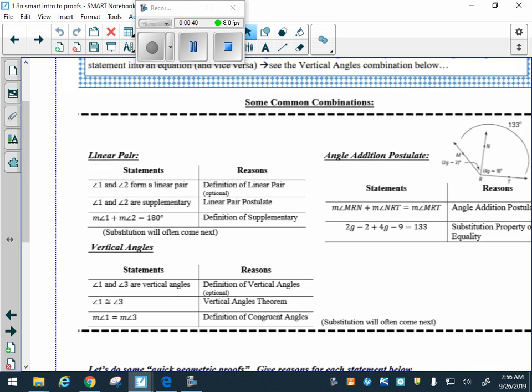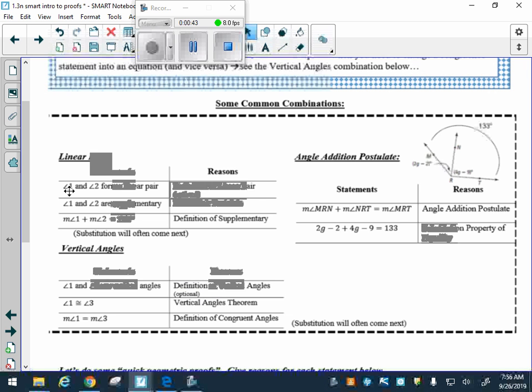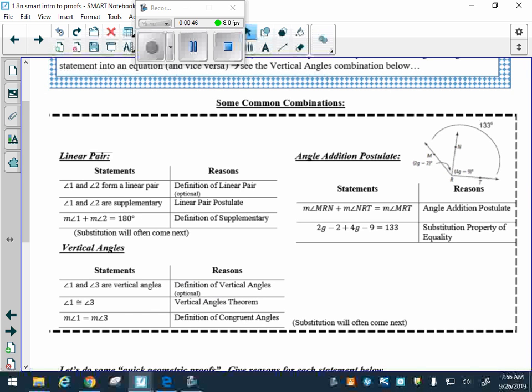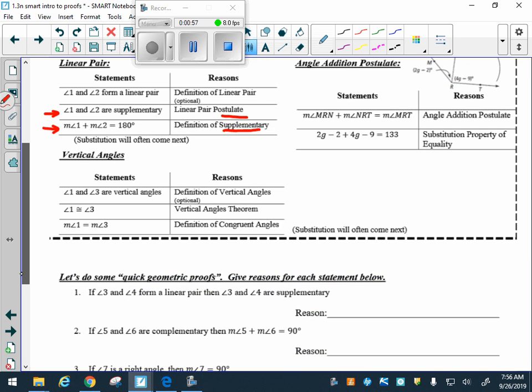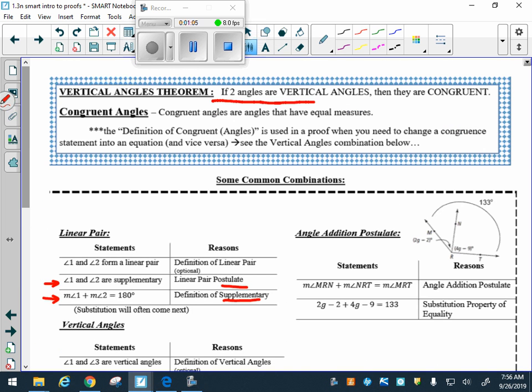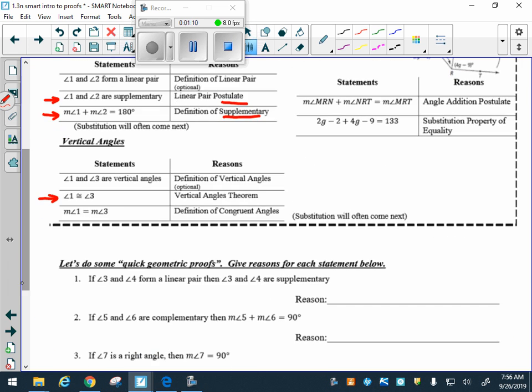Again, stating that something is a linear pair is optional, but you're always going to at least need to say supplementary first, using the postulate, and then 180 by definition of supplementary, because the postulate uses the word supplementary. Same idea here with vertical angles. The theorem says if two angles are vertical angles, then they are congruent. It does not say equal, it says congruent. So we need a congruent statement first, vertical angles theorem. Then we can say they're equal by definition of congruent.